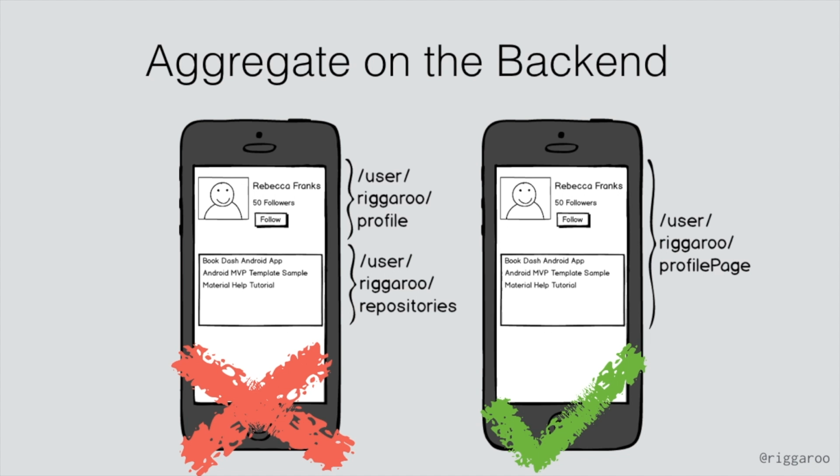Okay, so just some examples. First, you should aggregate your data on the backend, right? In this case, I have a screen that has a user's profile where they have a picture and some information about repositories that they have. Instead of making 2 separate network calls, you should be combining those into one so that it's a lot faster for the user, there's a lot less wait time for them, and they have less data transfer that needs to happen, okay?